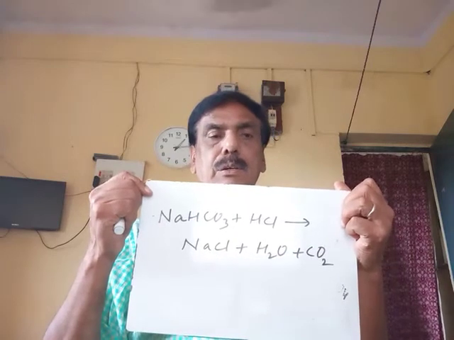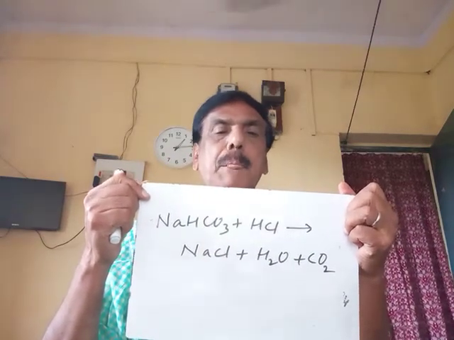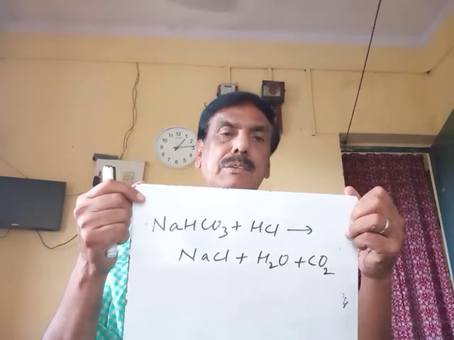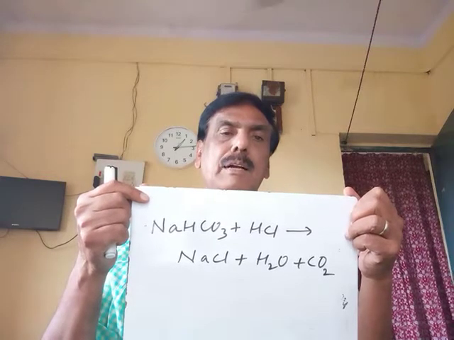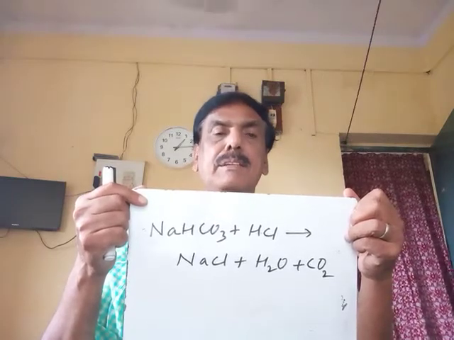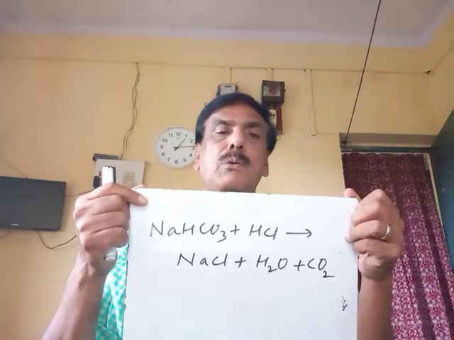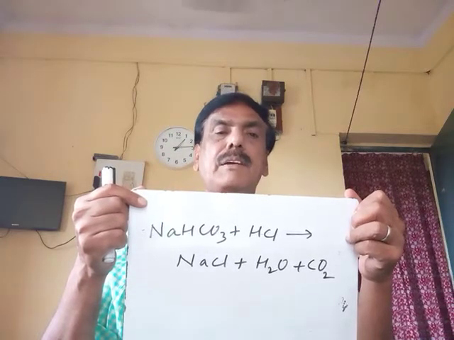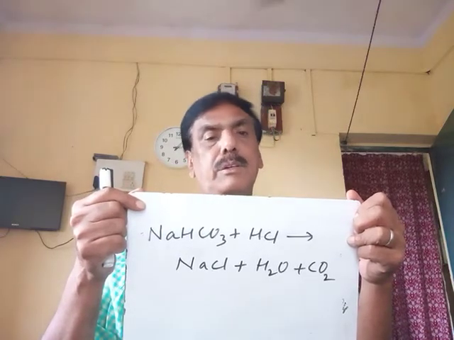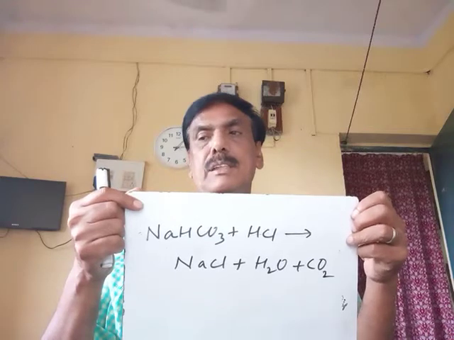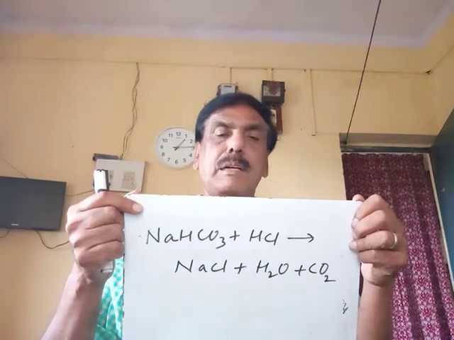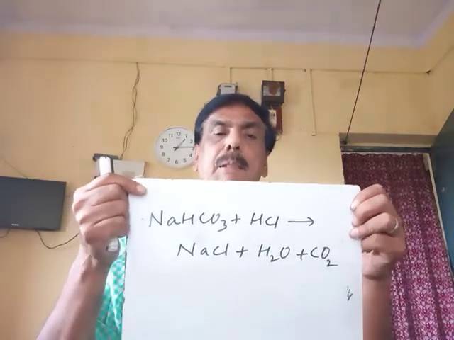So once again I am repeating here. Carbonates or hydrogen carbonates react with acids to give the corresponding salt. Corresponding salt means if the acid is HCl, you will get a chloride salt, and if it is sulfuric acid, you will get a sulfate salt, and you will get carbon dioxide and water. It is sure to get. In this way acids react with carbonates and hydrogen carbonates.